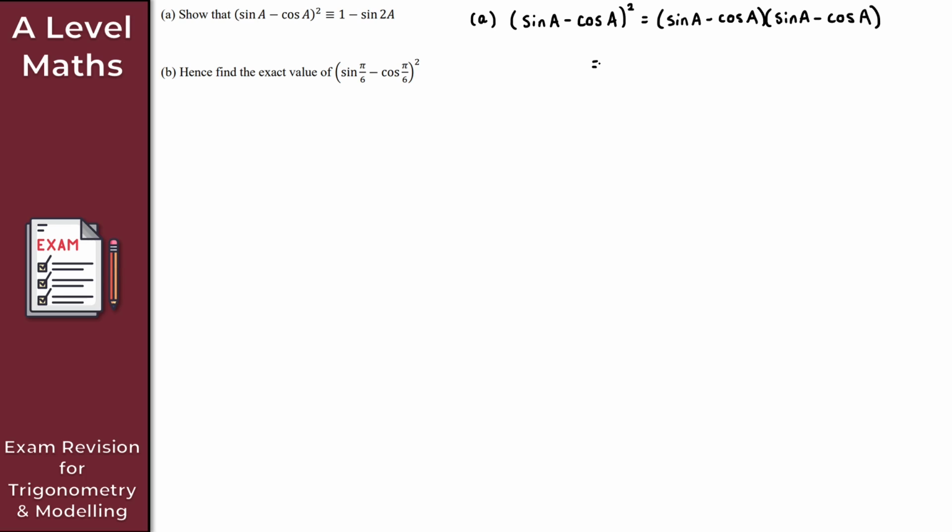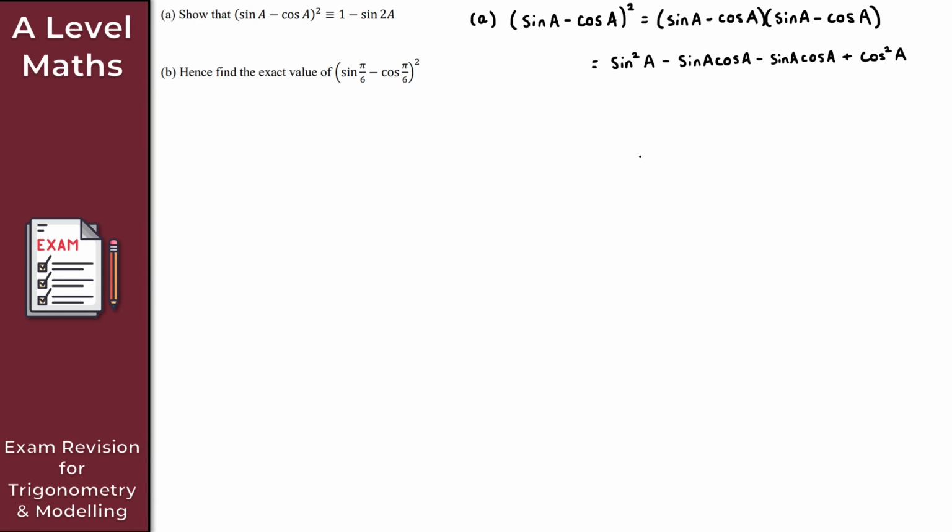So sine A times sine A, that gives me sine squared A. We then have sine A times minus cos A. We get minus sine A cos A, like so. We then do the same here, so minus cos A times sine A again. We get minus sine A cos A, like so. And then finally minus cos A times by minus cos A here. That gives us plus, so just be careful with your signs here. So plus cos squared A.